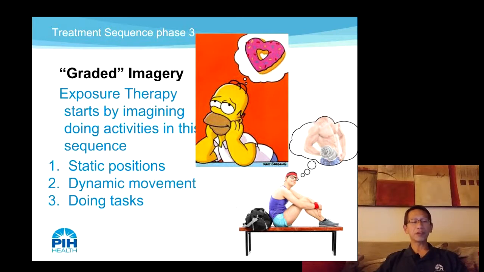Now, graded motor imagery: once the patient is able to do left-right discrimination and get about 80% accuracy, they can move on to graded imagery, and basically this is exposure. If they're not able to physically do the activity, they have to actually imagine a lot of the exposure.